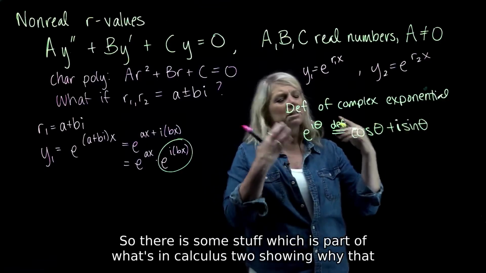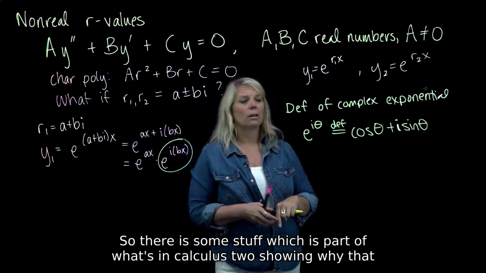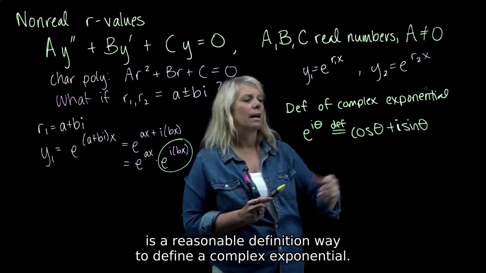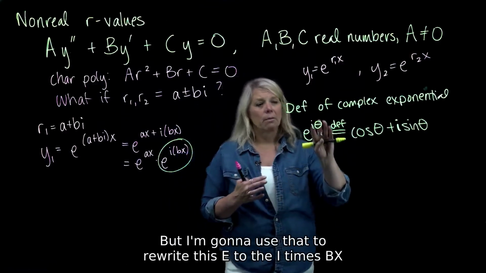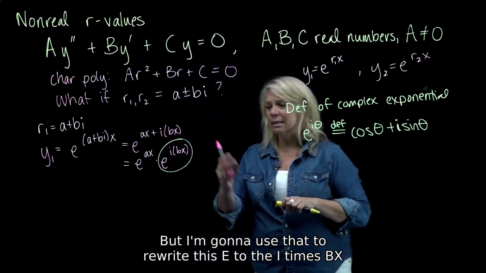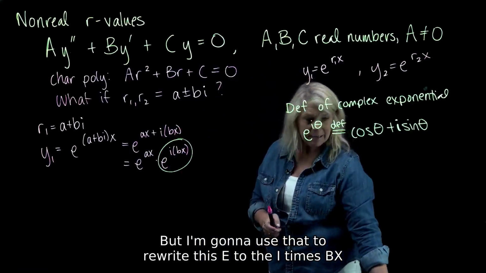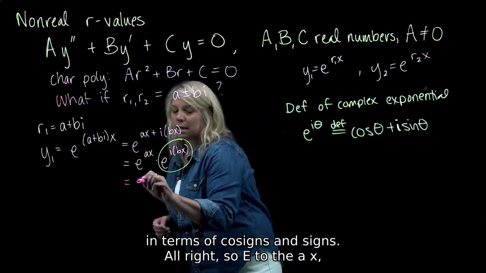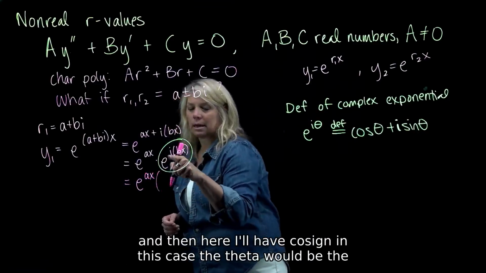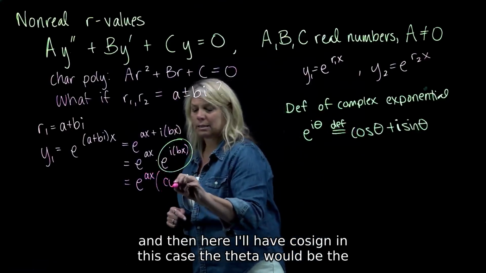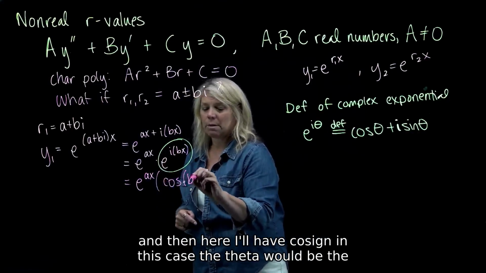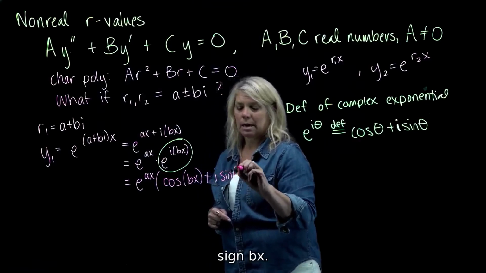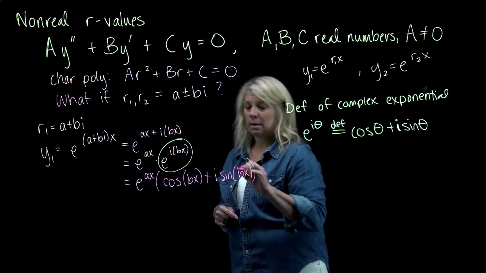So there is some stuff, which is part of what's in Calculus 2, showing why that is a reasonable way to define a complex exponential. But I'm going to use that to rewrite this e to the i times bx in terms of cosines and sines. All right, so e to the ax, and then here I'll have cosine, in this case the theta would be the bx, plus i sine bx.